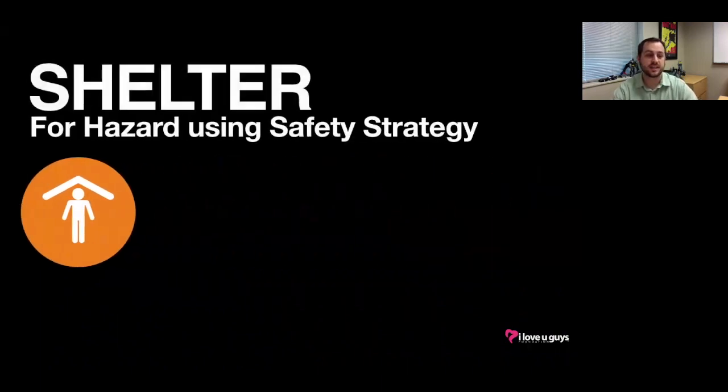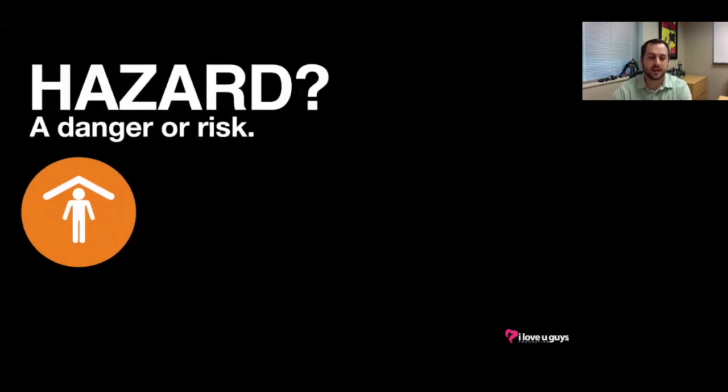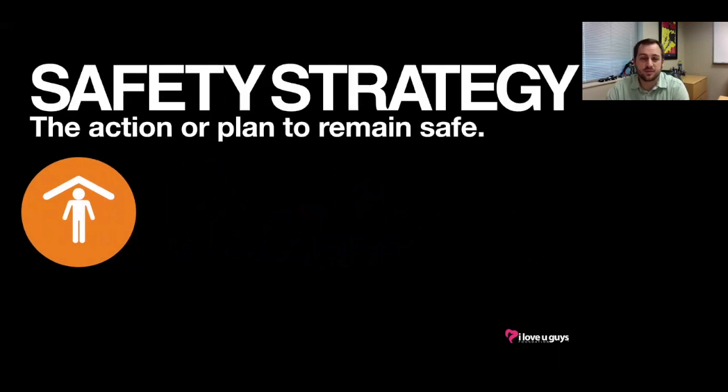Now, the last one is we're going to talk about shelter. So we would say shelter for hazard using safety strategy. Now, what is a hazard? A hazard is just simply a danger or risk, and we're going to use a safety strategy with this hazard. That would be the action that we're taking place.